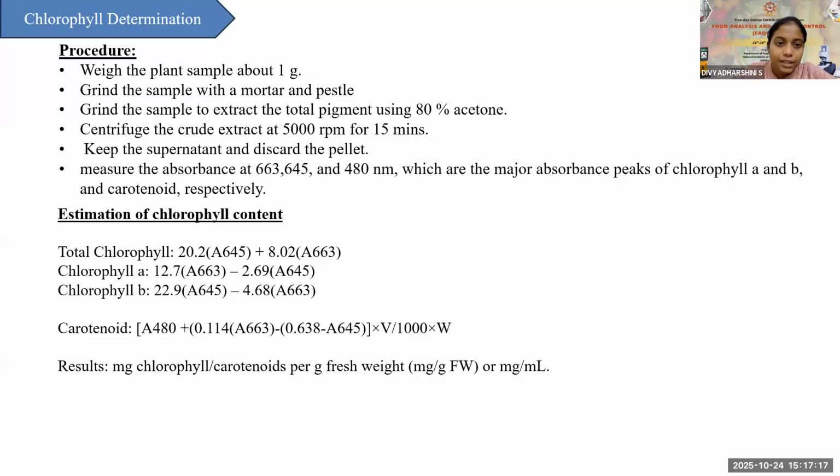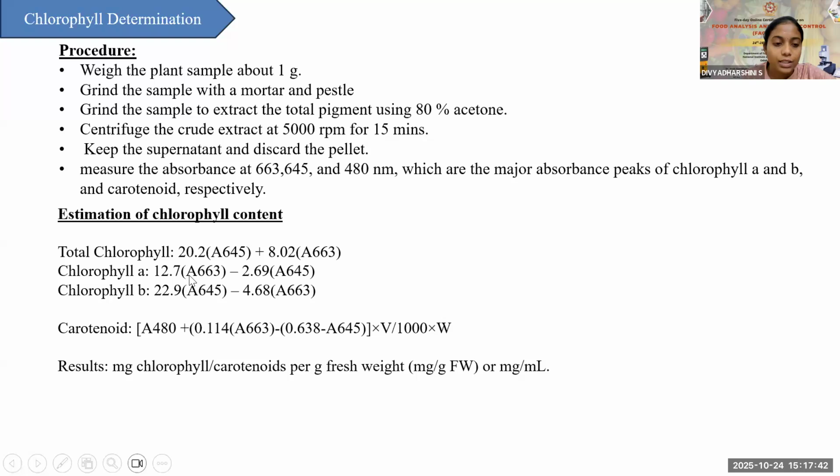Then keeping the supernatant and discarding the pellet, the absorbance should be measured at 663 nanometer, 645 nanometer, and 480 nanometer, which give the major peaks at those particular wavelengths. Then estimation of chlorophyll content using the formula. There is a formula for total chlorophyll. Using this formula, we will be estimating, then carotenoid. The carotenoid also has its absorbance.